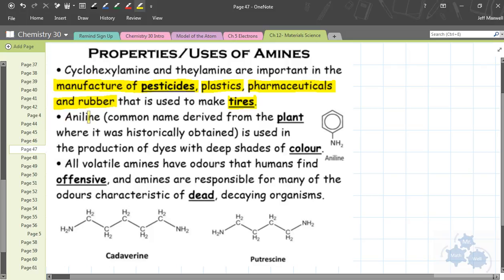Aniline, whose structure is over here, and you see we have an amine group bonded to a benzene ring. Common name derived from the plant where it was historically obtained, it is used in the production of dyes. So aniline is used in the production of dyes with deep shades of color. So very dark dyes often use this chemical aniline.